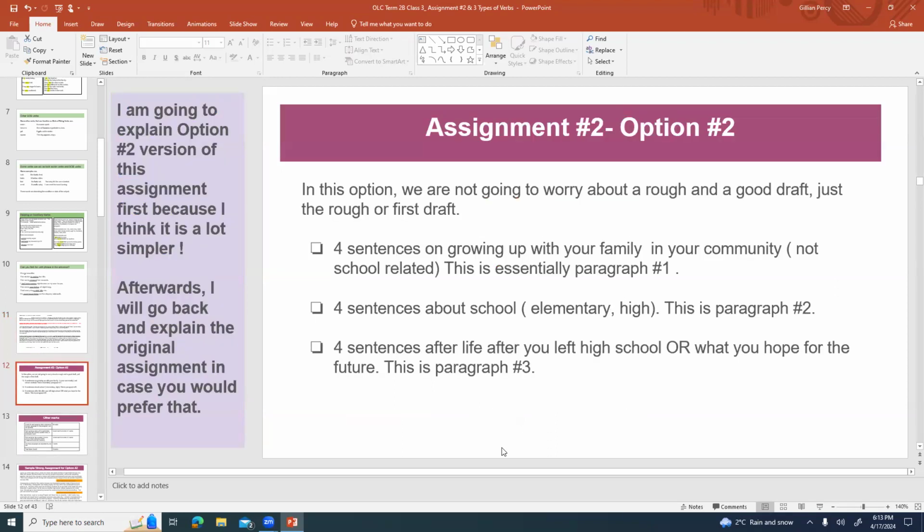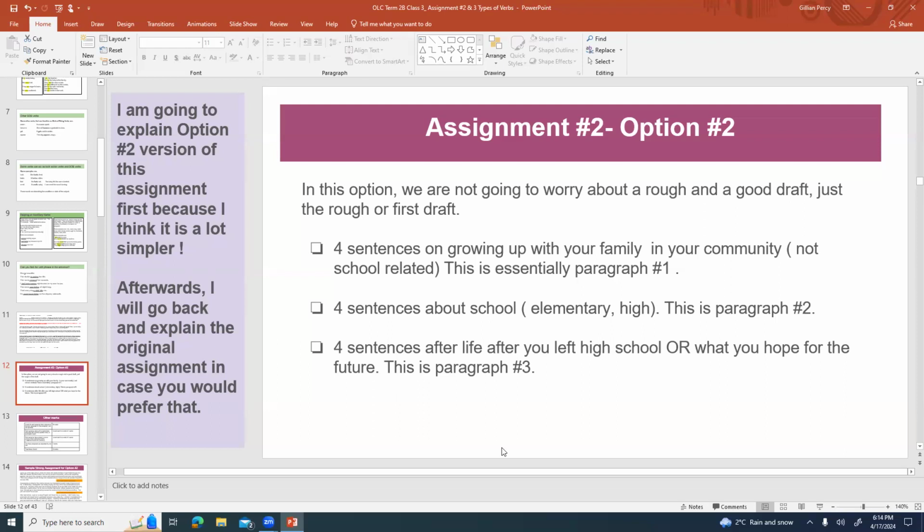Here's the alternate version of the assignment. This is what I call option 2. I think it's a lot simpler, and hopefully it will cause a lot less frustration. So in this option, we're not going to worry about a rough or a good draft, just your first draft. You can call it your rough draft, your first draft, I don't care. You're going to write 4 sentences on growing up with your family and your community, not anything to do with school. That's going to be your paragraph 1.